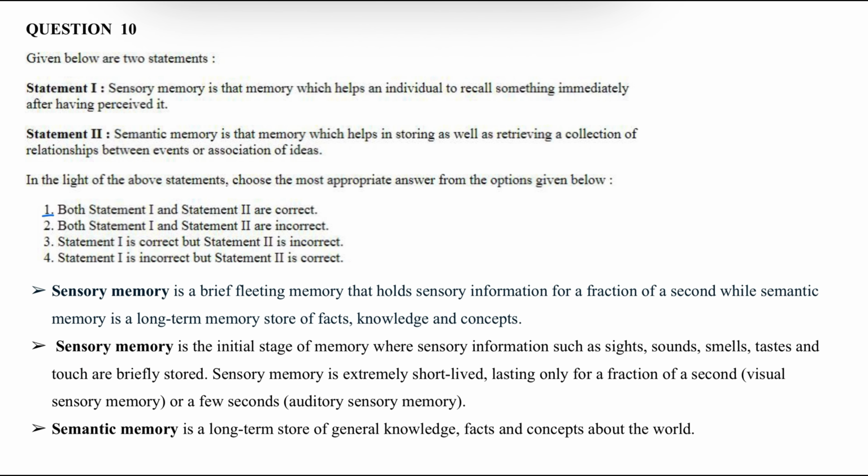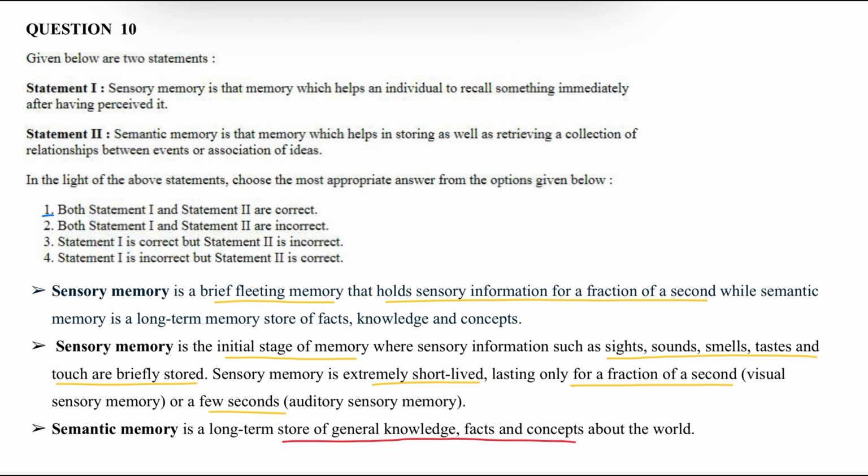So, sensory memory is a brief, fleeting memory that holds sensory information for a fraction of a second. Sensory memory is the initial stage of memory where sensory information such as sight, sound, smell, taste, and touch are briefly stored. It is extremely short lived, lasting only a fraction of a second for visual memory, and up to a few seconds for auditory sensory memory. Semantic memory is long term storage of general knowledge, facts, and concepts about the world.